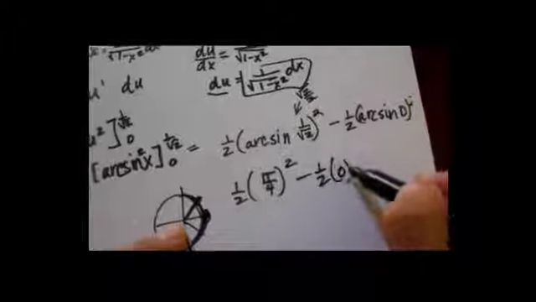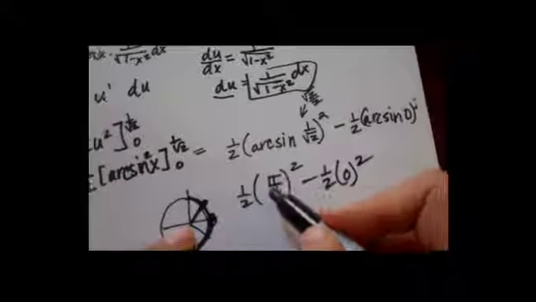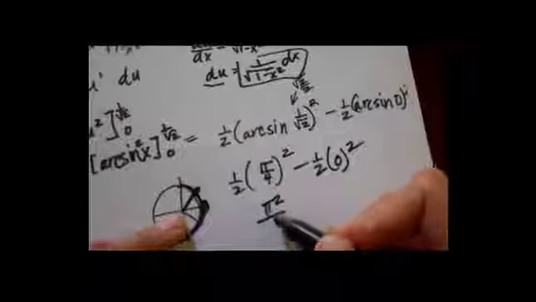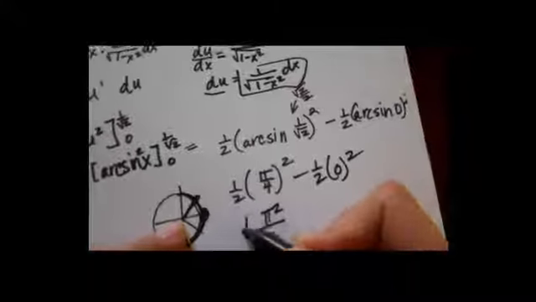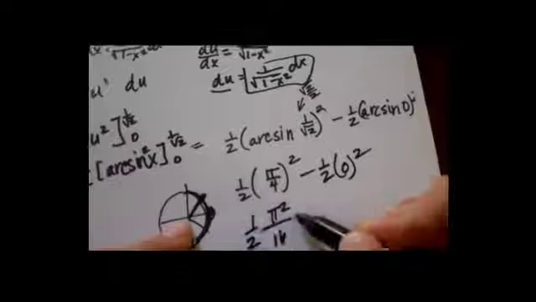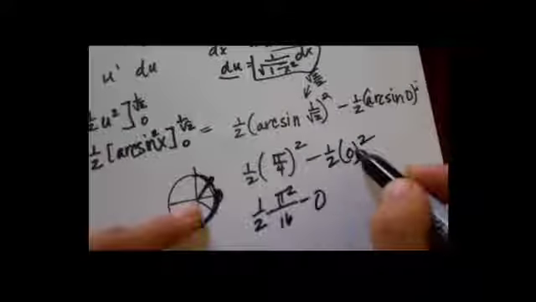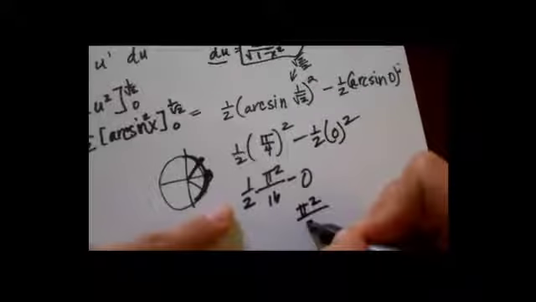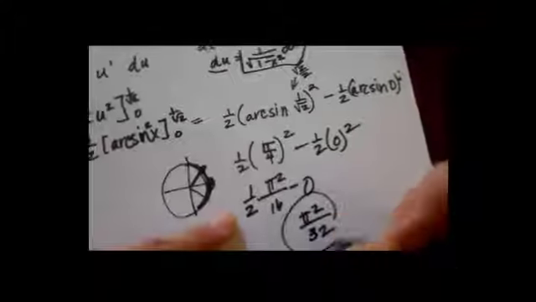You get 0 squared. So here I am going to go ahead and get pi squared over 4 squared, which is 16, times 1/2, and then minus 0. All of that's just 0. So we're going to get pi squared over 32. Done.